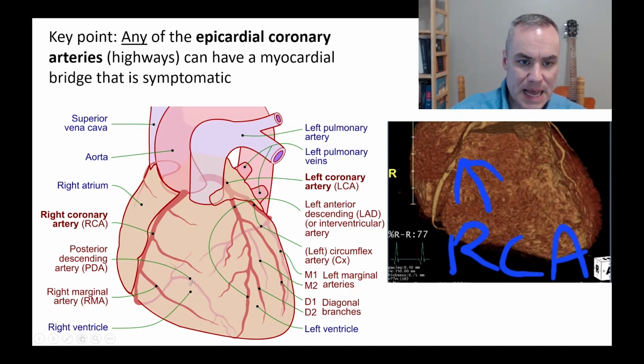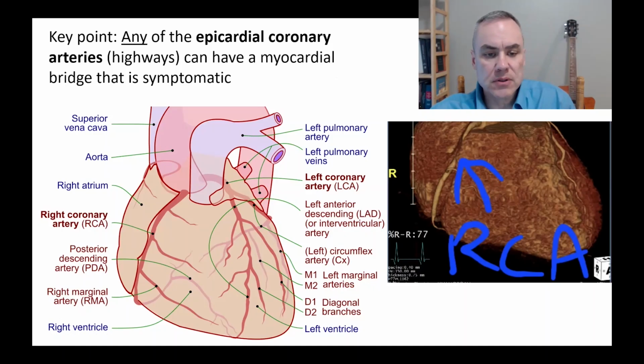It's like on the back side of the heart, way back. That's supplying the lower back of the heart. Okay, so the right marginal is supplying the lower front of the heart. The posterior descending is supplying the lower back of the heart. Okay, all from that one RCA. It's a lot going on there, just from that one artery.